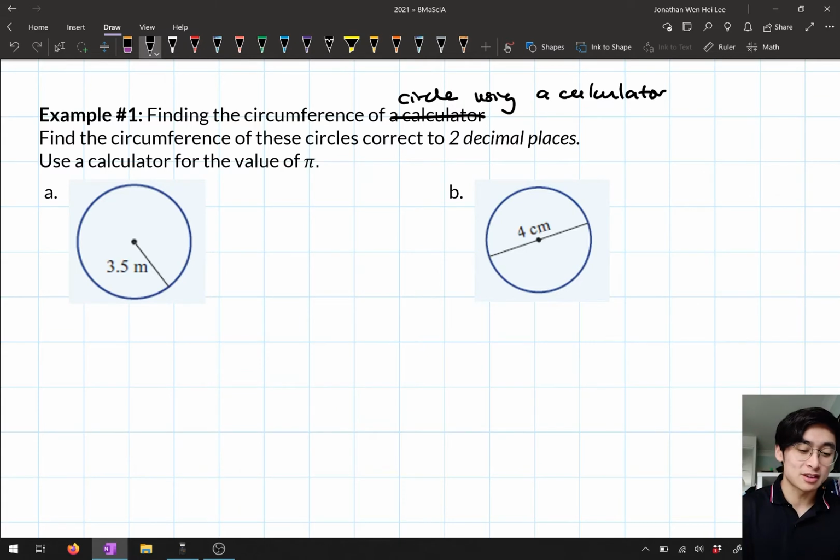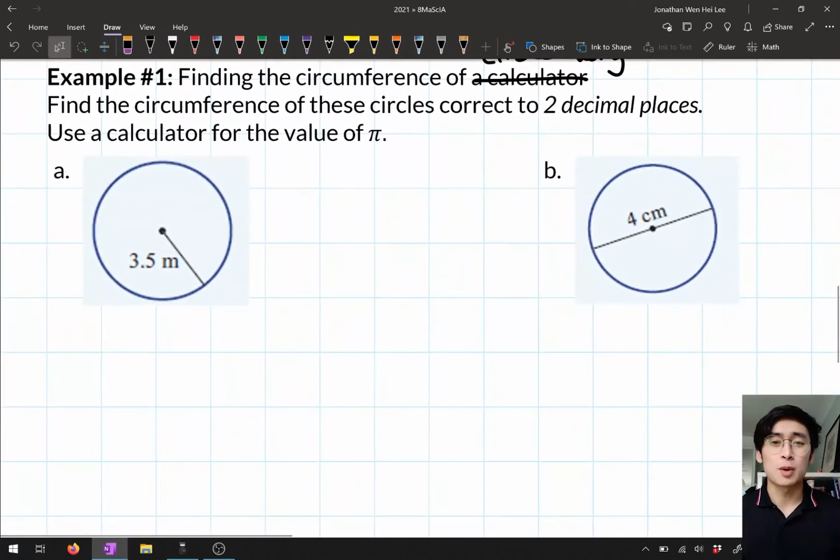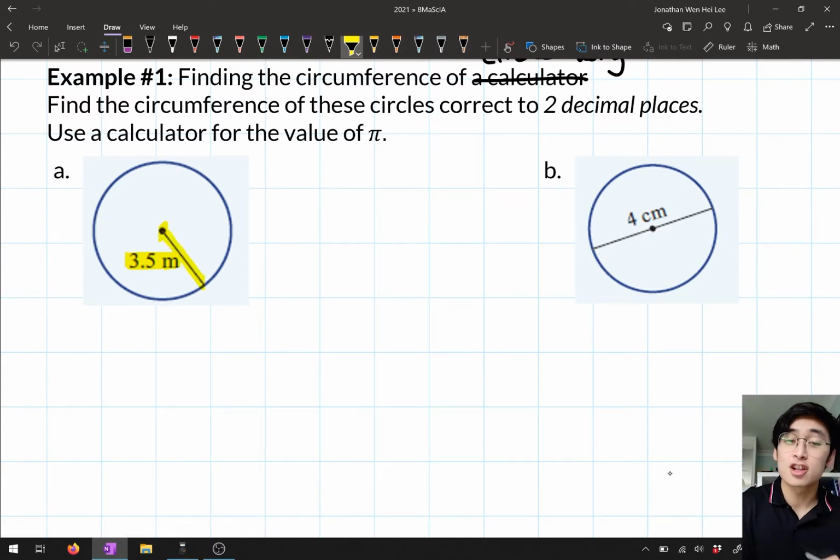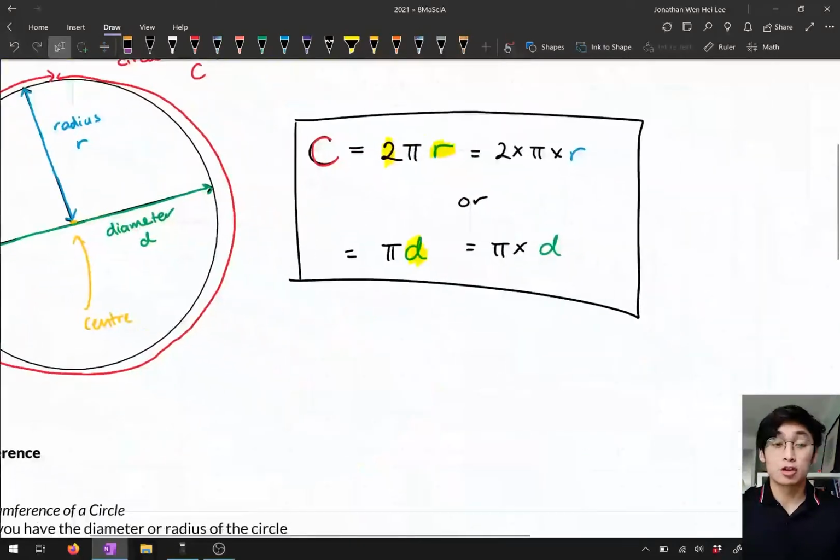So let's have a look at the first example. A. We've got this measurement here of 3.5 meters. Now, if you have a look at my diagram, is that going from edge to edge of the circle passing through the center? Or is that going from the center to the edge? Well, if you have a look, this just goes from my center all the way to the edge of my circle. And so this is a radius.